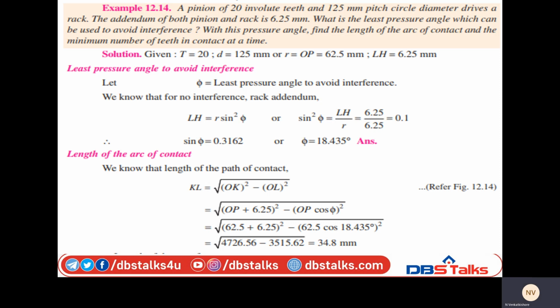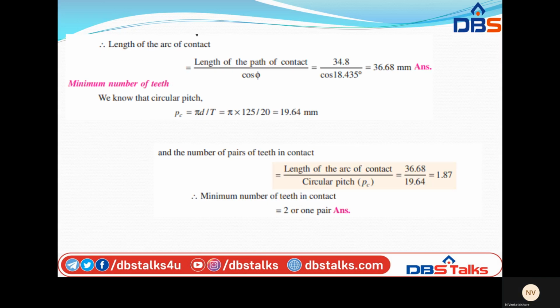Then the minimum number of teeth. So we know that the circular pitch PC is equal to pi d by t. So pi into d means 125 by t, t is equal to 20. So that is 19.64. And the minimum number of pairs of teeth in contact.